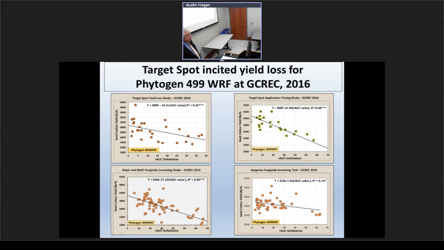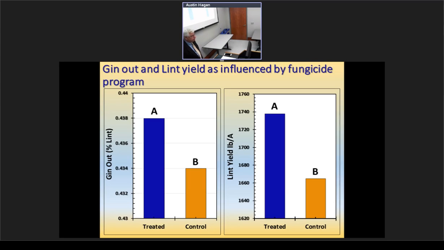It turns out that if you look at the slopes of these lines, in some of these trials we have about a 250 to maybe up to a 350 pound per acre loss in lint, and that translates into a loss of about $170 to about $300 an acre in lost income to the grower. So this disease, with the right variety in the right place, can greatly reduce the yield of cotton.